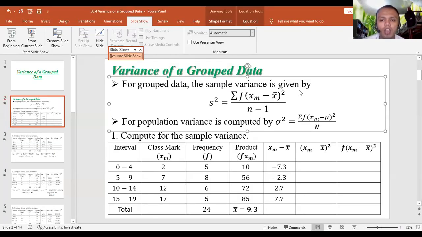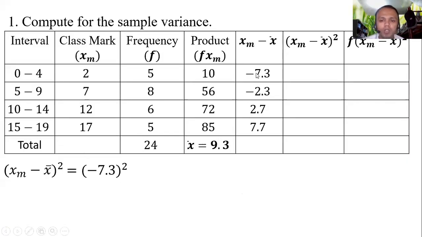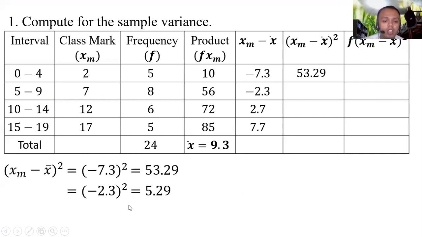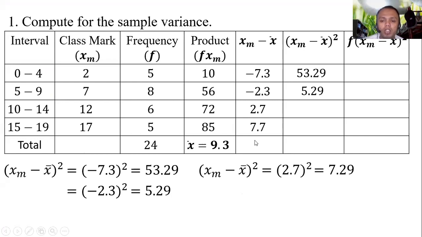Okay. So what is the square of negative 7.3? We have 53.29. And then for negative 2.3, we have 5.29. Square of 2.7 is 7.29. Square of 7.7 is equal to 59.29.